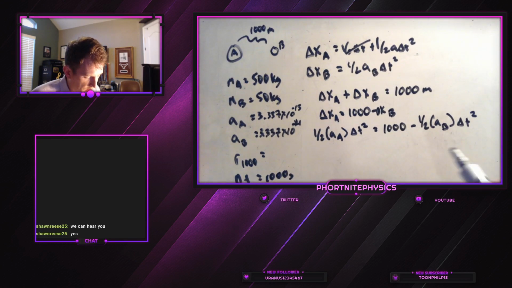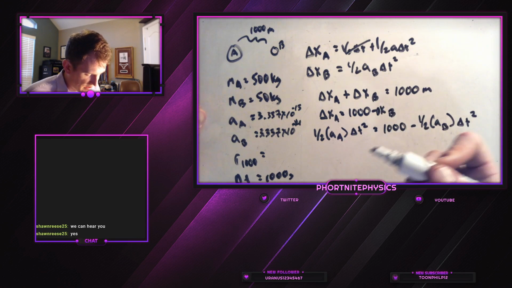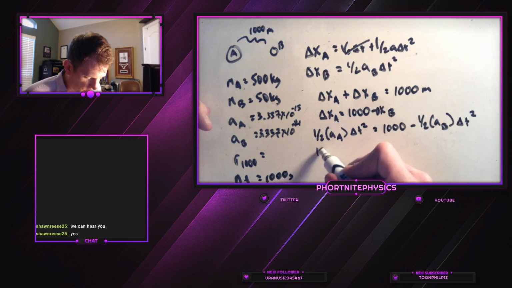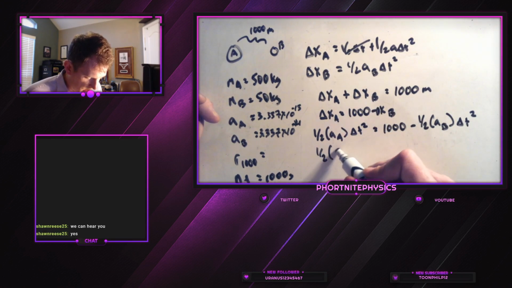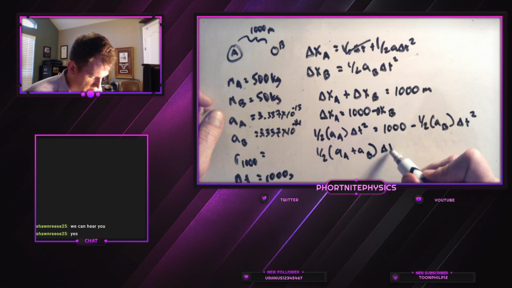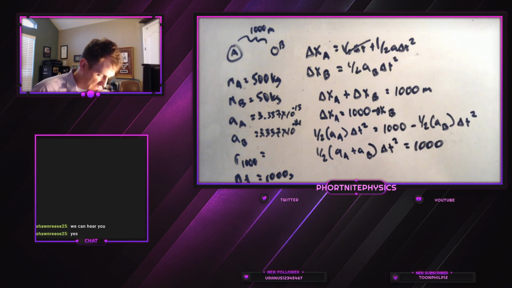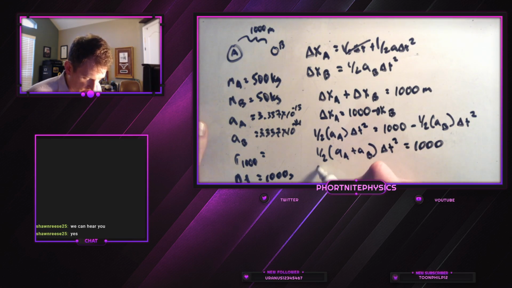Okay? And these times will be the same because that's how long it's going to take. Now, if we move this side back over, I shouldn't have moved these, but if we move them back over, we have 1/2 (A sub A plus A sub B) multiplied by time squared equals 1,000. Okay? And we know numbers for all these except for time.